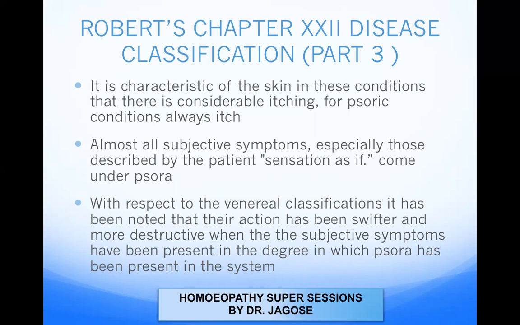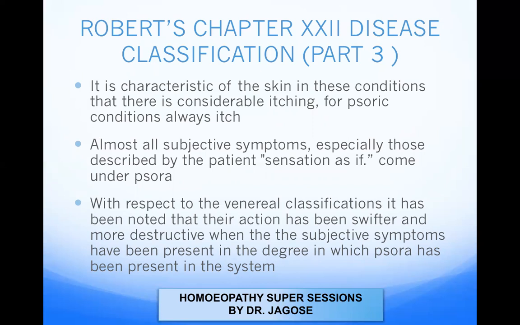Almost all subjective symptoms, especially those described by the patient as sensation as if, come under Psora. So he says all the subjective symptoms will generally come under Psora, especially when the patient describes it as sensation as if. So sensation as if falls under the Psoric miasm, and also all the other subjective symptoms like burning, then smarting, then heat sensation, all these will come under the Psoric manifestation.